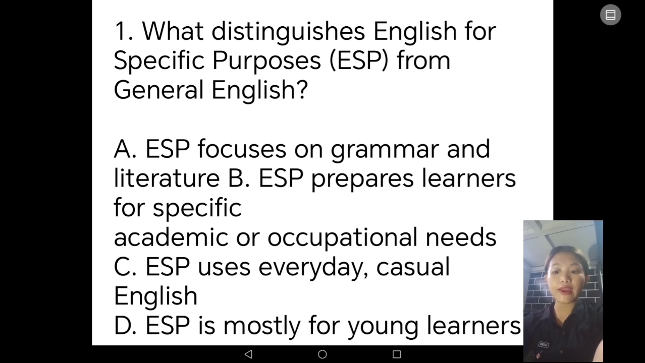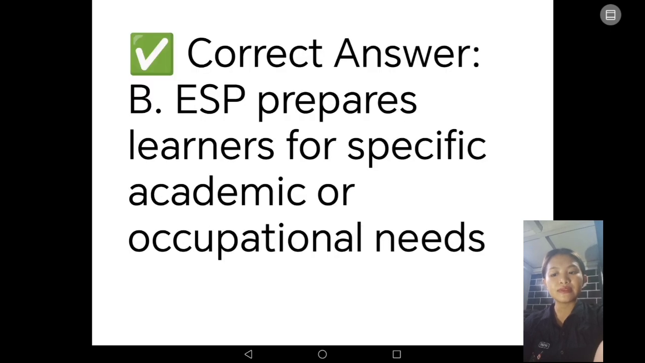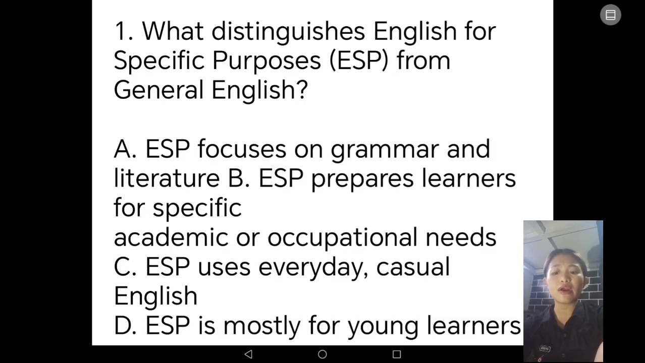Okay, the correct answer is letter B. ESP is designed for academic or occupational needs. Grammar and literature are more for general English, and using everyday casual English is general. It is not specific. And in letter D, mostly for young learners, ESP is designed for adults or professionals.